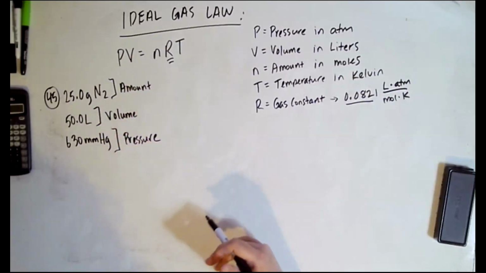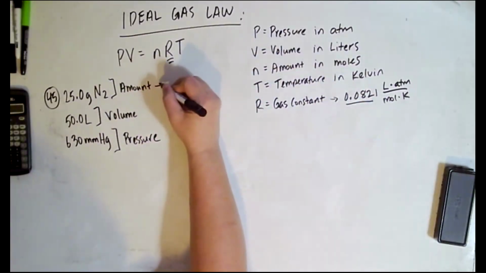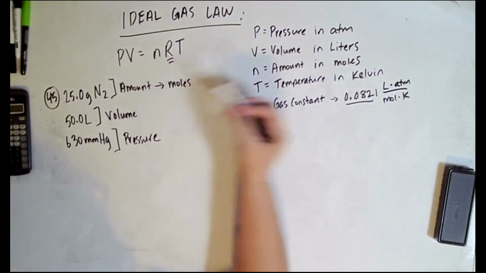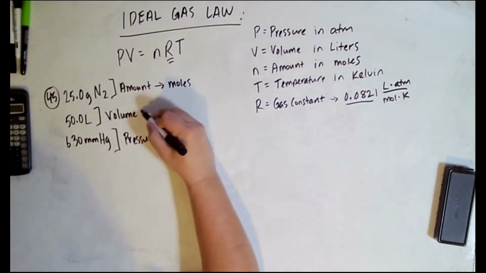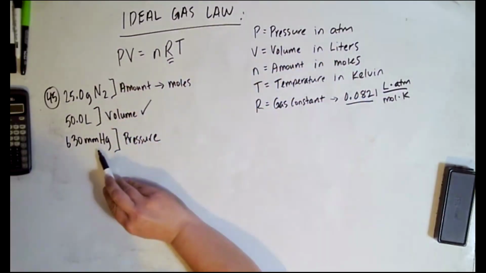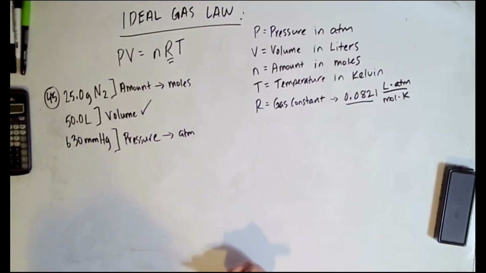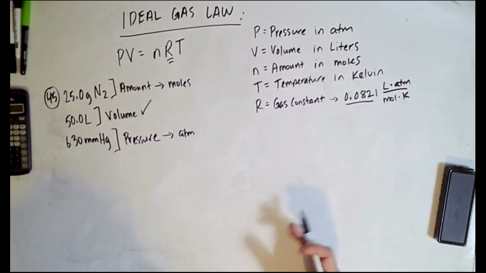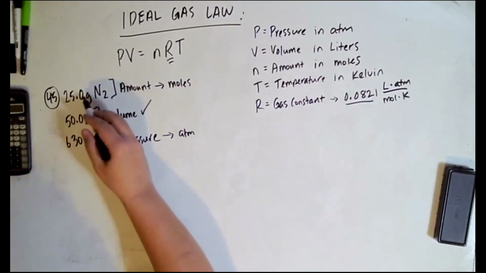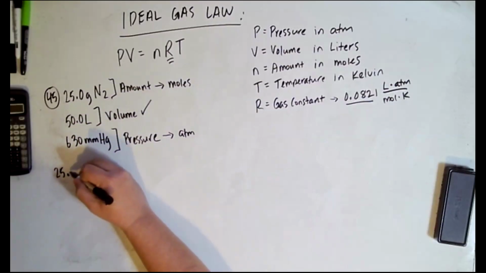And one at a time, you're going to go through and say, all right, my amount has to be in moles. So I'm going to have to take my grams and turn it into moles. My volume has to be in liters. It's already in liters, so that's okay. My pressure has to be in atmosphere. So I'm going to have to take my millimeters of mercury and turn it into atmosphere. All right, but make that list for yourself so that you don't forget to change the values that have to get changed.